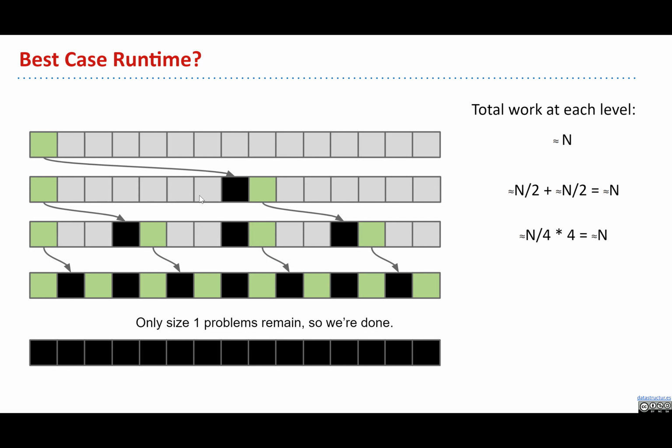Anyway, then we have n over 4 times 4. Wait, let me try that again. We have 4 subproblems, each of size n over 4. So it's n, and so the overall runtime is going to be n at each level. And there are log n levels. So overall, it's n log n.